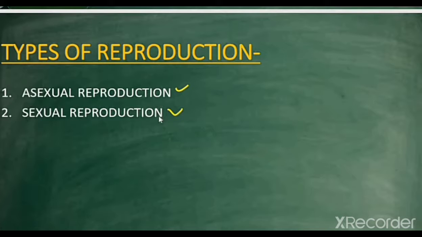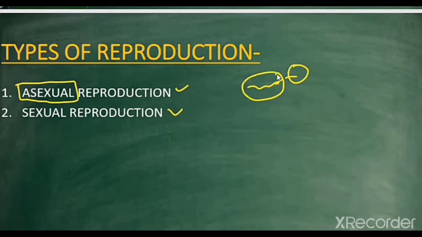What do you mean by asexual? In asexual reproduction, no sex organs are involved, and without involving sex cells, reproduction occurs. Then it is known as asexual reproduction. And sexual reproduction means there is involvement of sex organs and reproduction occurs, then it is known as sexual reproduction. Okay, let us study one by one.